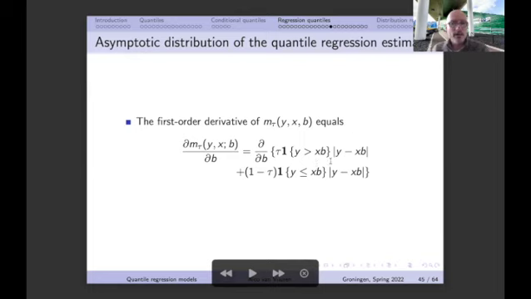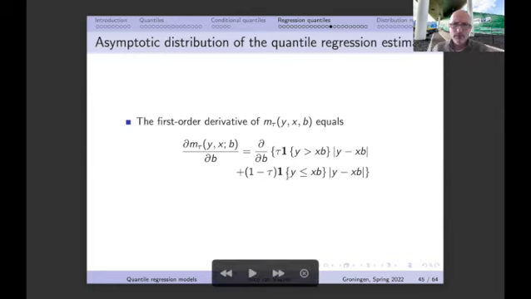Again, we should realize that generally it's hard to take the first order derivative of this thing over here, but at least for the first order derivative, this thing is only different from 0 when y is larger than x times b. So that means that the absolute value of y minus x times b should be positive, so the absolute value is exactly the same as this thing over here, but without the absolute values.